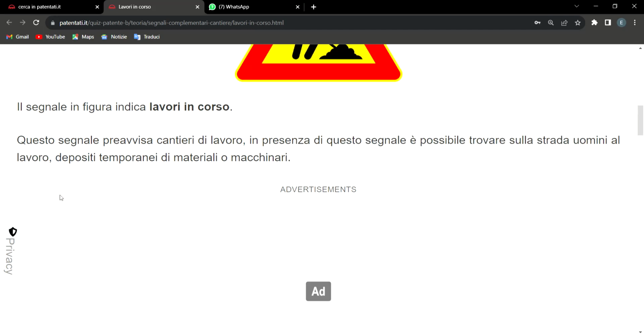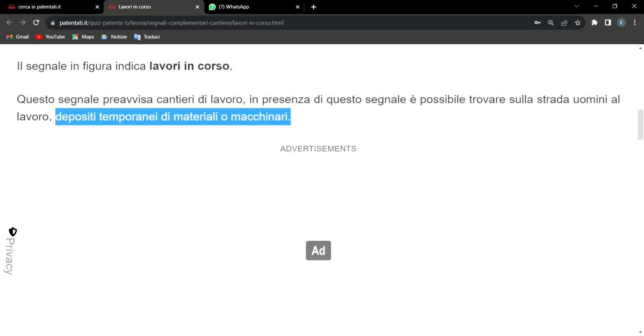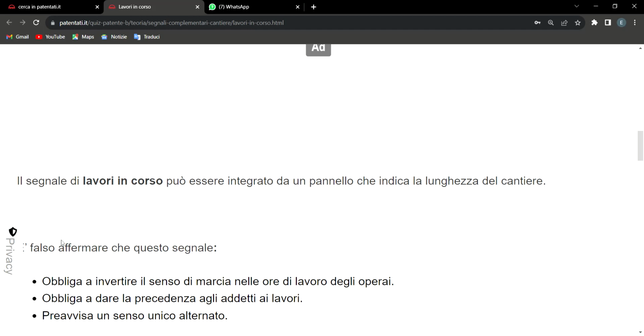It says again, depositi temporanei di materiale o macchinari. It is possible that you will find some machines, some construction vehicles, parked on that very road. So take note of that.